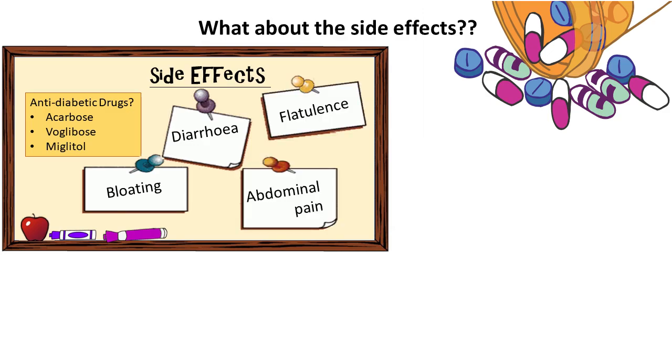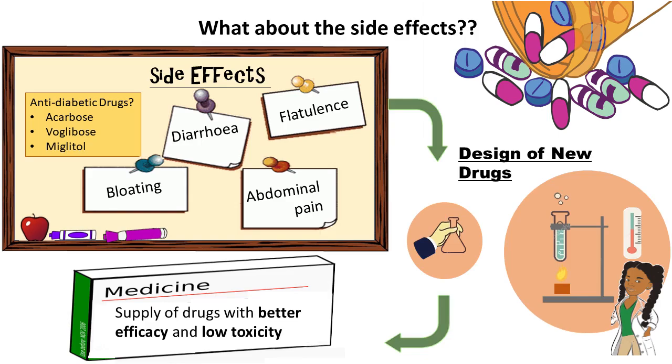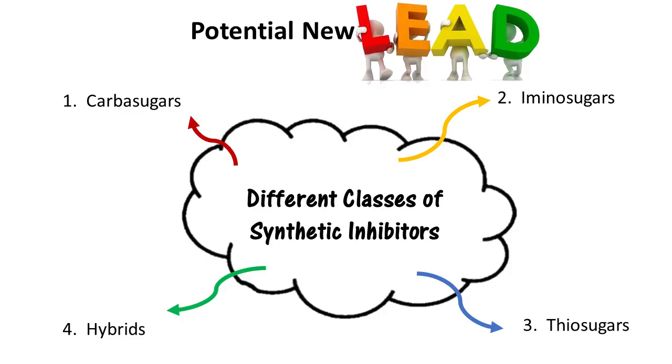Of course, this is highly undesirable, and industry is working really hard today to produce inhibitors that are not only high in their efficiency, low in toxicity, but show minimal side effects. The most successful leads can be broken down into four main categories: carbasugars, aminosugars, thiosugars, and hybrids.